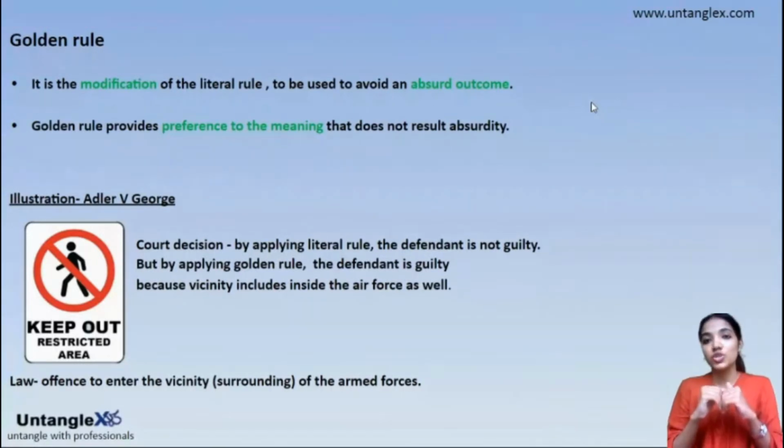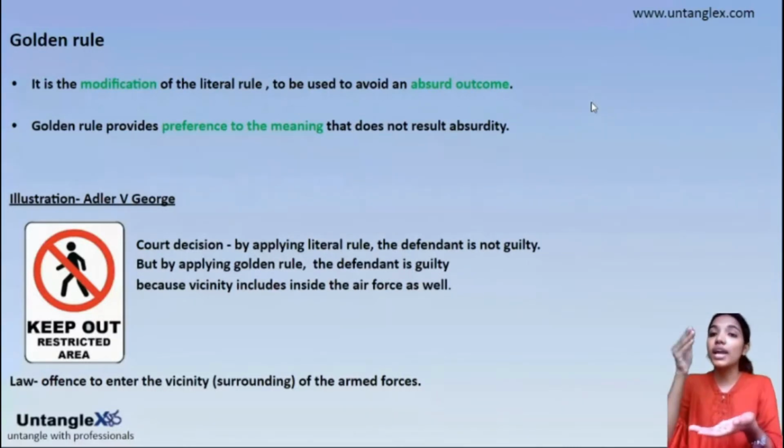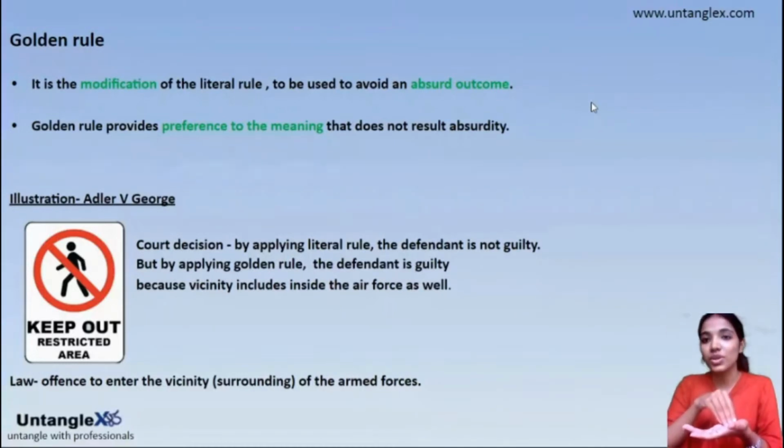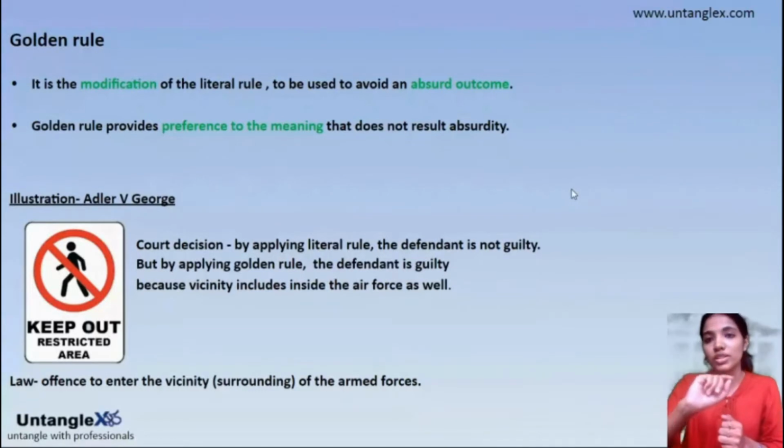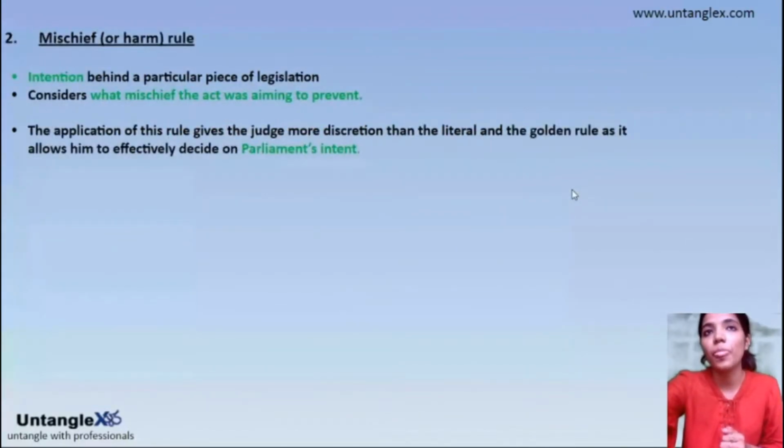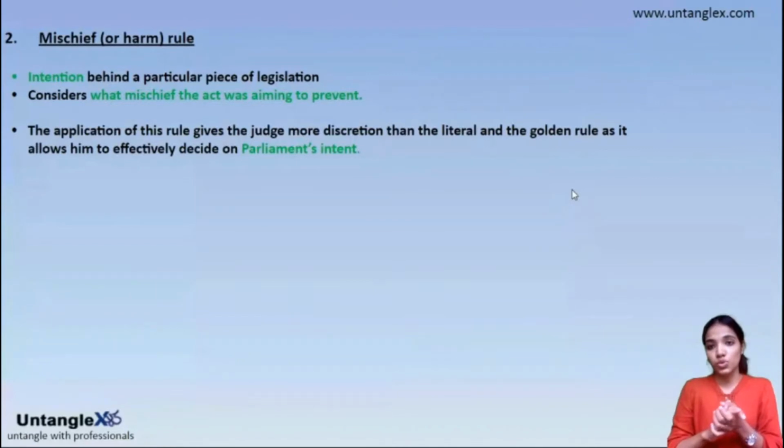So what did the judge do? The judge applied the golden rule, and according to the golden rule, the vicinity will include inside the prohibited area also. Okay, but if we take the literal rule, it will have a foolish outcome. That means the defendant would have escaped. But here, when we take the golden rule, it is more meaningful, and the outcome is more positive. So that's about the golden rule, and we will go next to the mischief or harm rule.